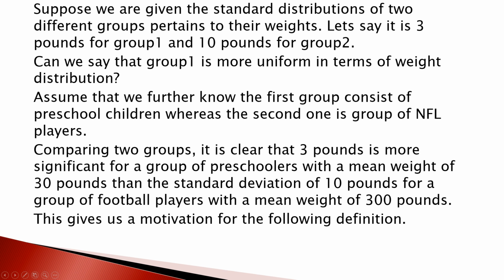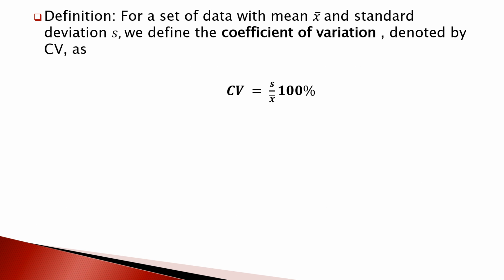So this is probably a statistical measurement. The mean weight for preschool children is 30 pounds. Comparing 3 with 30, it seems like 3 is more significant, because in the second case, the mean weight of NFL players is 300 pounds. So 9 is a very, very small number compared to 300 pounds. With this example, guys, this example leads us to this definition, what we call the coefficient of variation.